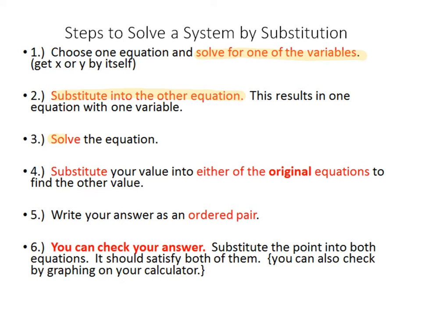This will result in one equation with one variable. Then you're going to solve the equation, substitute your value into either of the original equations to find the other value, and then write your answer as an ordered pair. Lastly, you can check your answer by substituting the point back into the original equation.